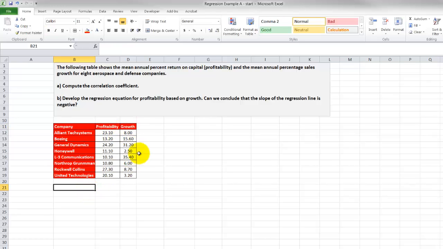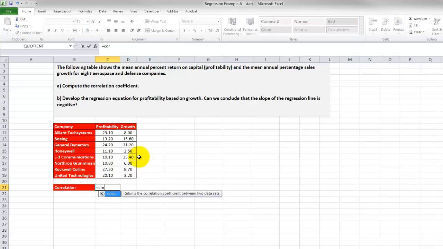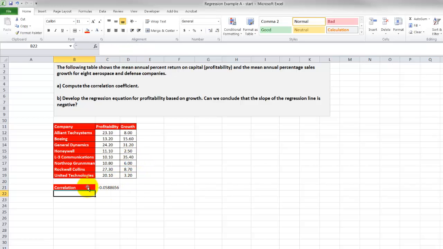And of course, we could do that with a formula of correlation. Let's go ahead and do that. The correlation between the two would be CORREL. Array 1 doesn't really matter. Let's put the correlation of profitability, comma, growth. And the correlation is, in fact, negative in value.